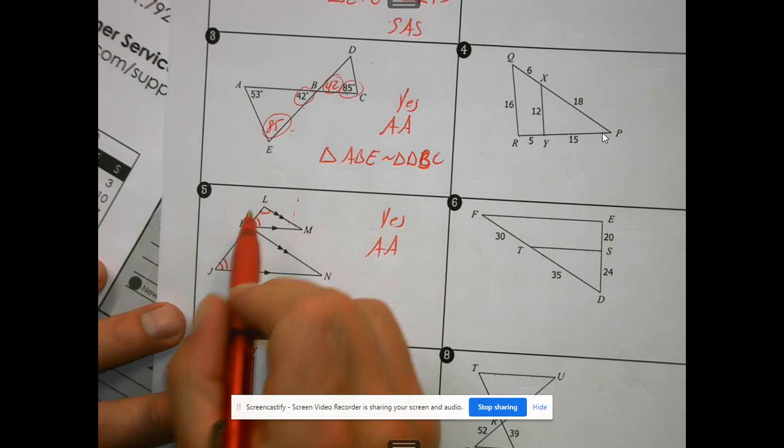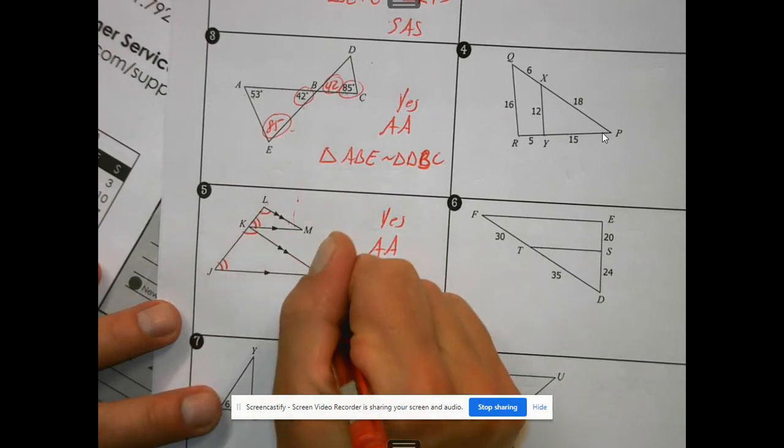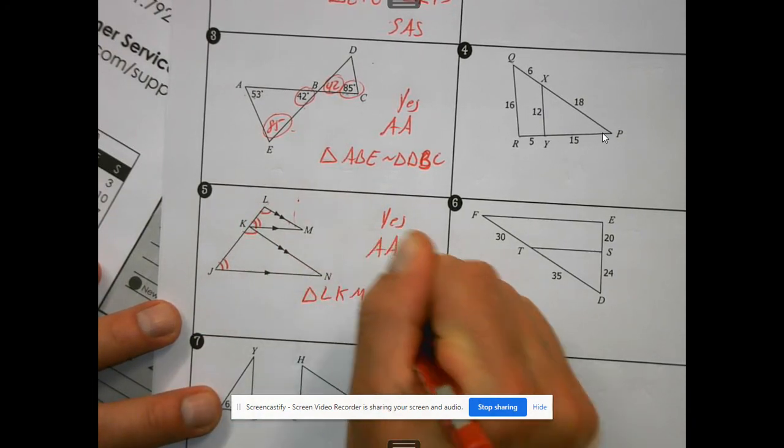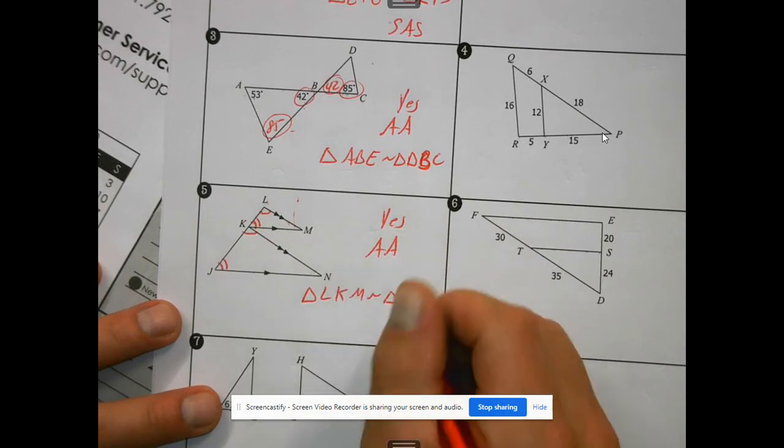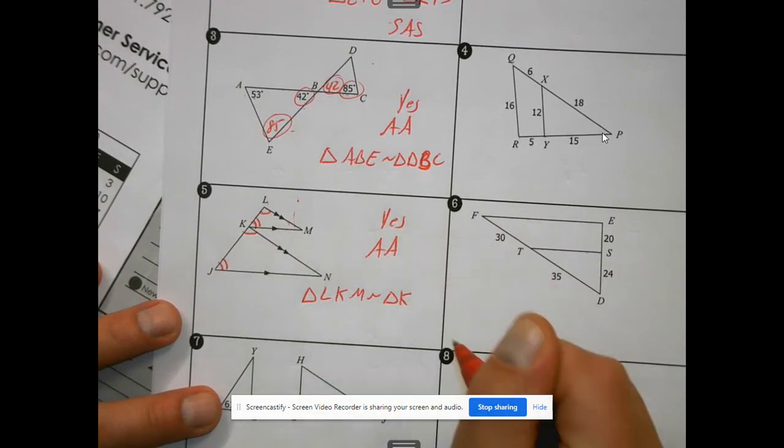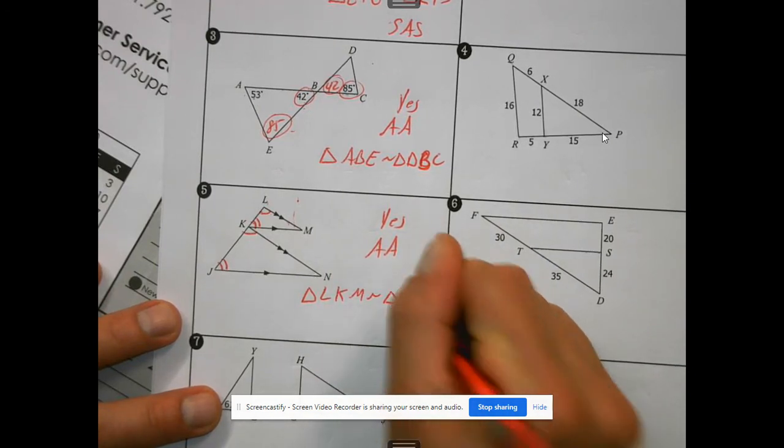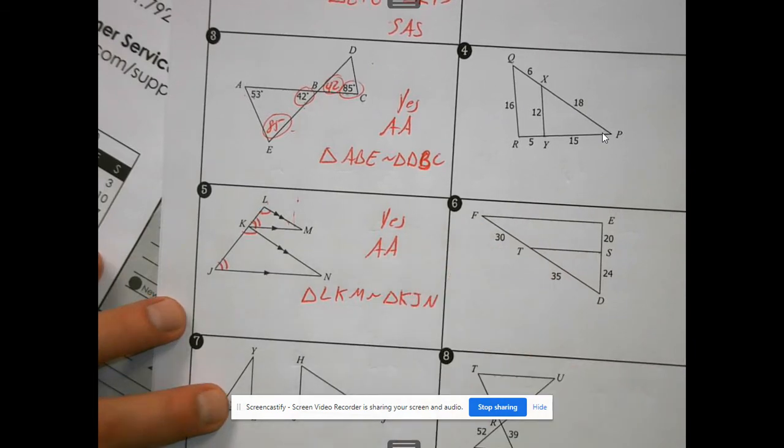Similarity statement. Up top, let's go LKM. That is similar to L matches with K, K matches with J, and M matches with N.